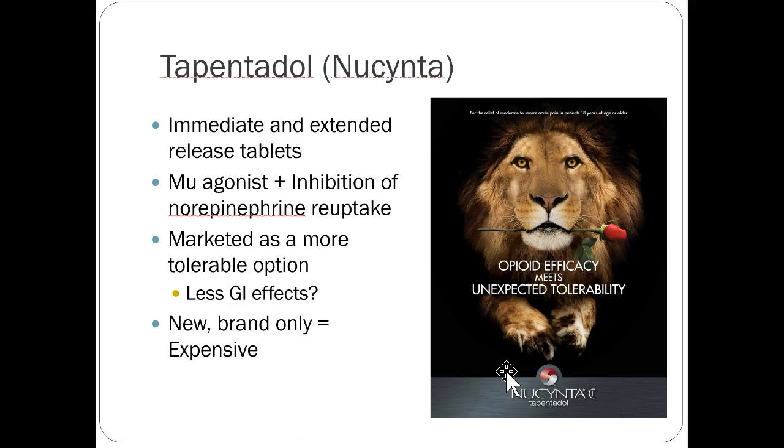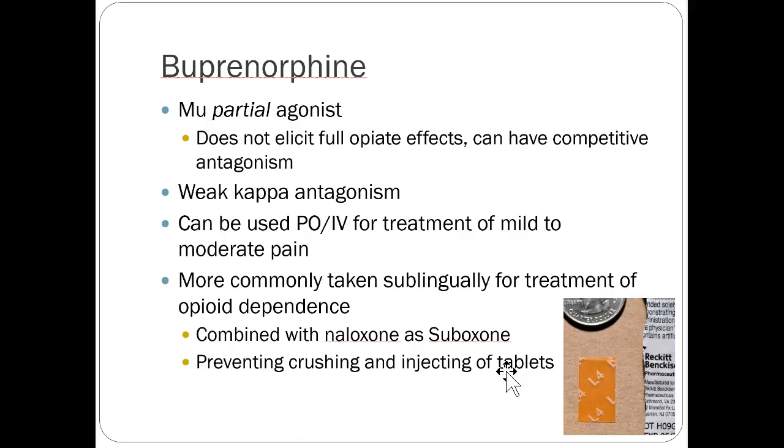Tapentadol or Nucynta is something that's not super commonly used, but it is an immediate and extended release mu agonist. It also has some inhibition of norepinephrine reuptake, kind of like methadone. Marketed as being more tolerable than standard opioids and having less GI side effects, especially constipation. I put the ad on here because I think it's silly, but I don't know why they picked a lion with a rose. It's just kind of weird. It's new, it's brand name, it's kind of expensive. I don't see it used a ton, but it's there in case you're curious.